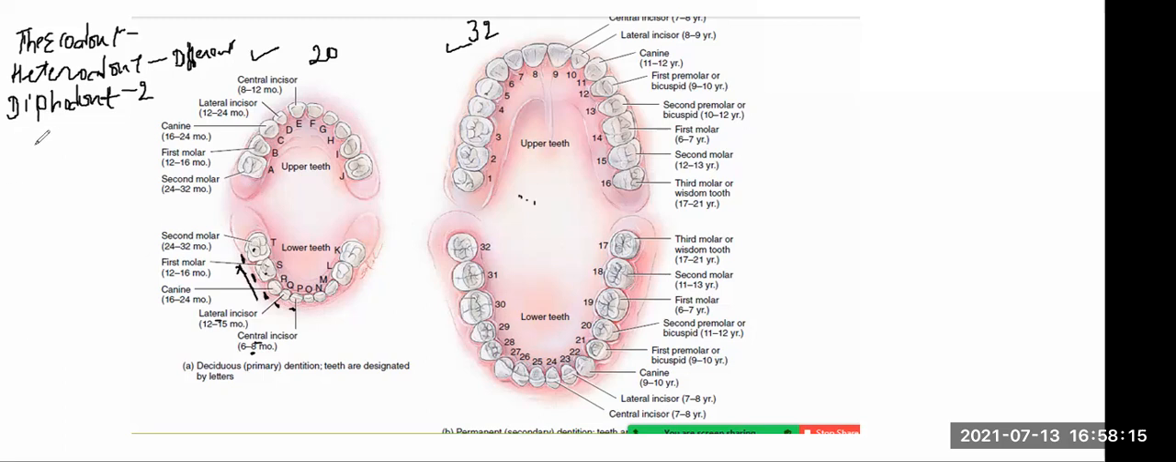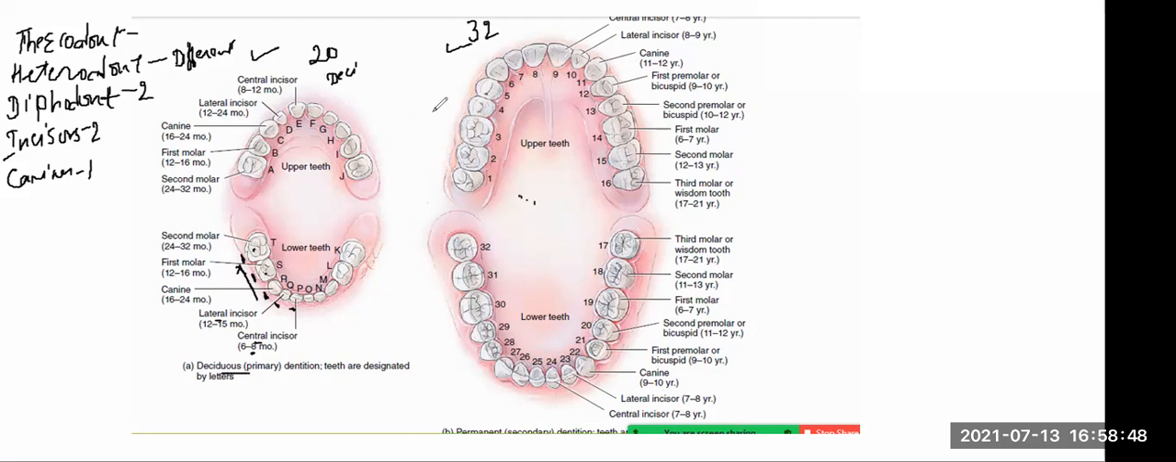So here, let me just write it down: incisors. You have two incisors, you have one canine, then you have two molars. This is your deciduous teeth. These are your deciduous or primary dentition, as it's written over here.